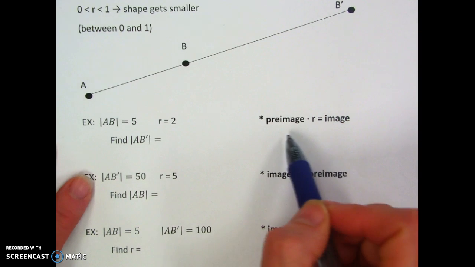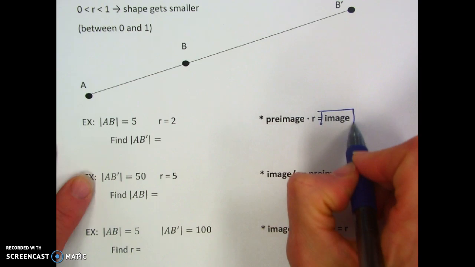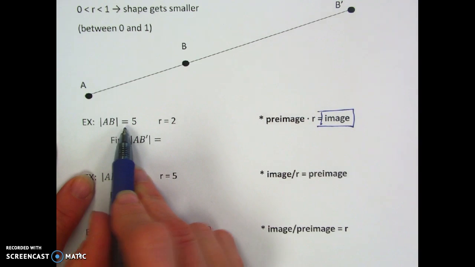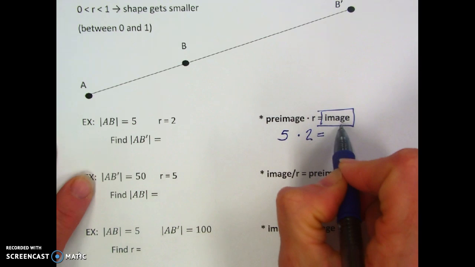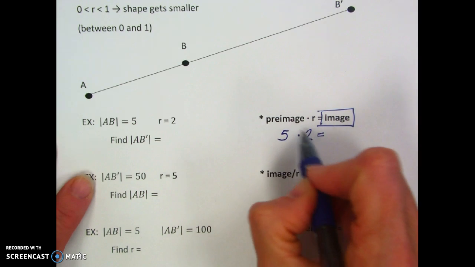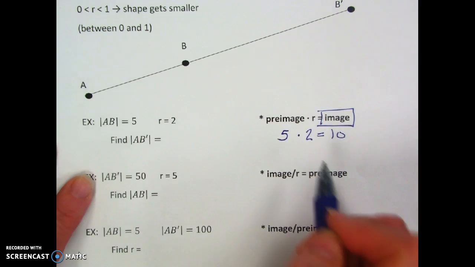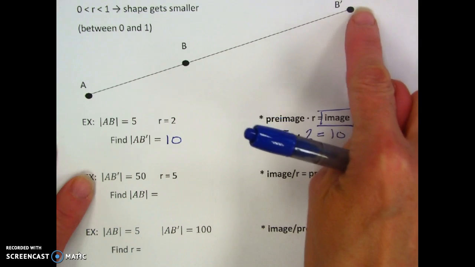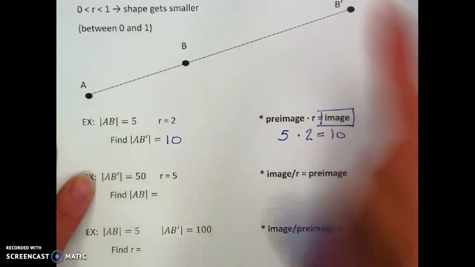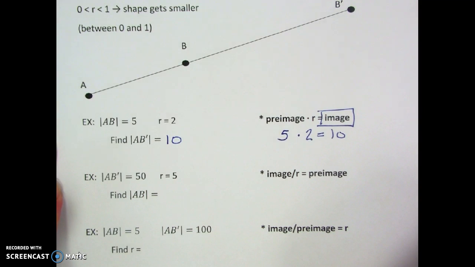Well, we're going to use this formula if we want to find the image. We know the pre-image is 5. The scale factor is 2. In order to find the image, we're going to multiply these two. So the image is 10, which means this length will be 10. So if this was 5, this is 10. Of course, it's not drawn to scale.